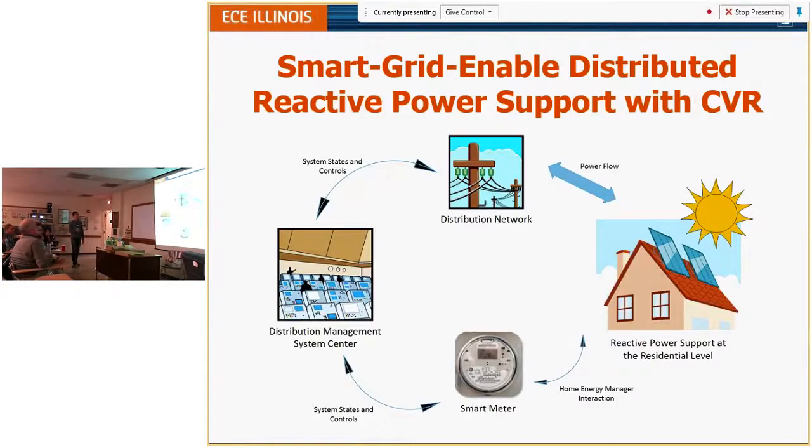Okay, so this is a little diagram to show you how the control and the optimization technique can be done. So the power flow can go from the distribution network to each individual house. And each individual house will have a smart meter that communicates with the distribution management system center. And also, there will be communication between the distribution center and the distribution network to give you a full system feedback.